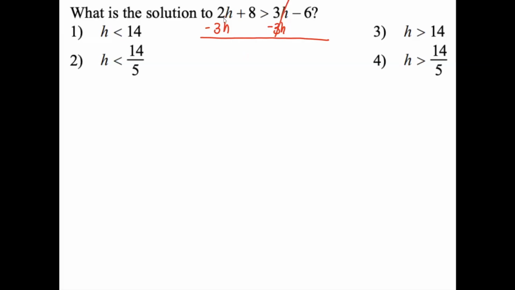Okay, so 2h minus 3h is negative 1h. Everything else stays the same. So plus 8, this is greater than negative 6. Okay. Now, same thing with the constants. Since my variables are on the left, I need to move my constants to the other side, the right-hand side. So to get rid of this positive 8, I subtract 8 here, and I subtract 8 here. Now, 8 minus 8 is 0, which is why I did that.